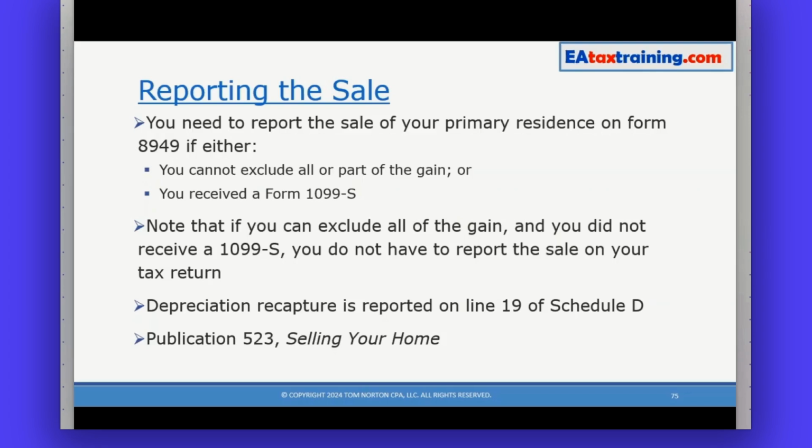Nobody reports it. You sell your house. You don't mention it on your tax return. IRS never knows the difference. And it's never reported to them. I just think that's interesting.